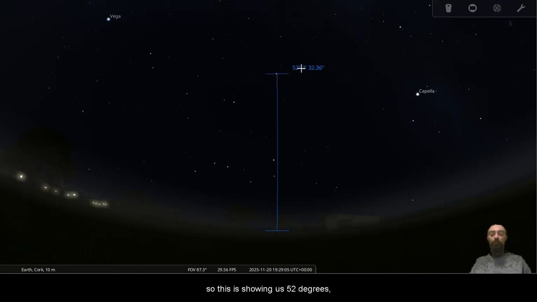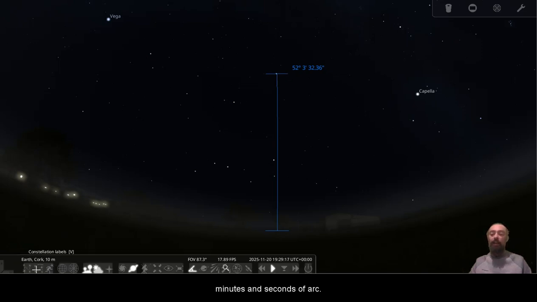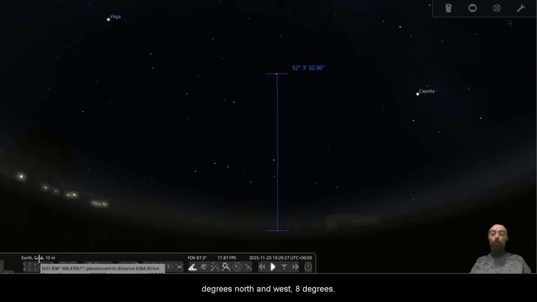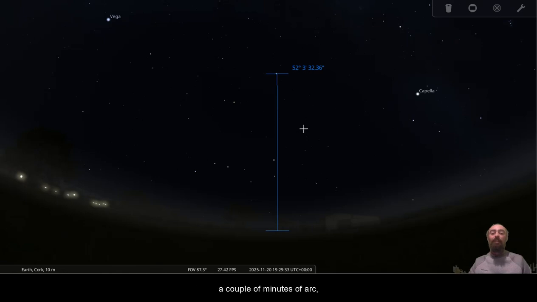So this is showing us 52 degrees, 3 minutes and 32.36 seconds of arc. This is how the 360 degree circle is broken up into degrees, minutes and seconds of arc. Down here in the bottom, it's showing our location as Cork in Ireland, and showing our exact location at 51.898 degrees north and west 8 degrees. So as I said, we're off. We're off by a couple of minutes here, a couple of minutes of arc.